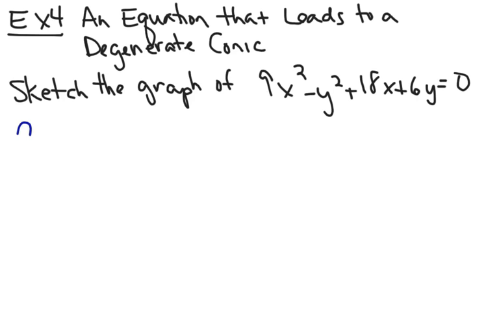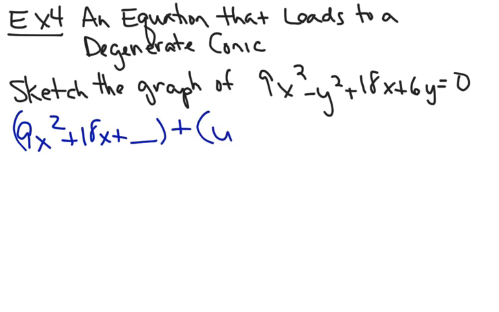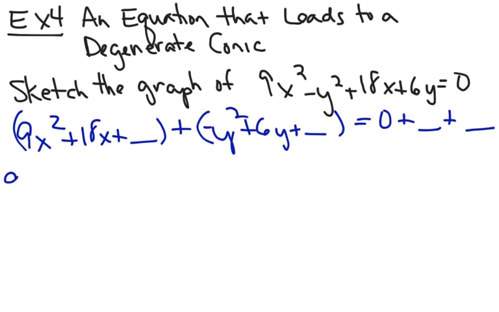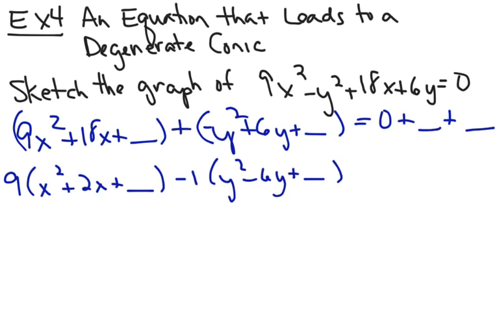So I'm going to go complete the square. So I've got my 9x squared plus 18x plus blank. Remember to always start with plus, even though it may become minus. Negative y squared plus 6y plus blank equals 0 plus blank plus blank. I have to factor out the leading coefficient. Then I have to fill in the blanks. Let's see, 6 divided by 2 is 3, 3 squared is 9. On the other side, I fill in the blanks with 9 and negative 9.